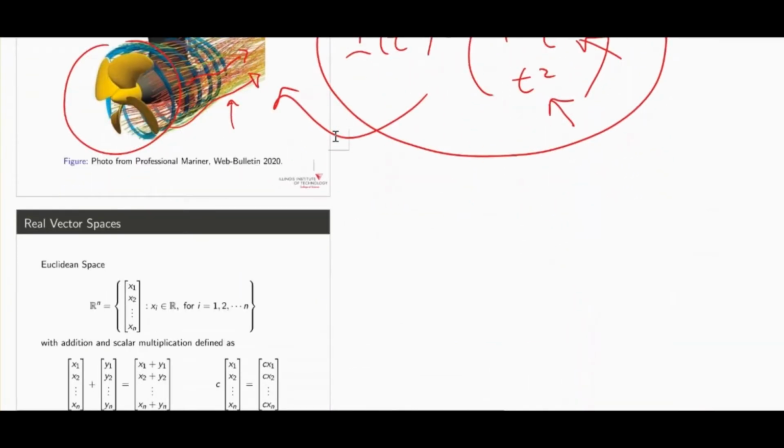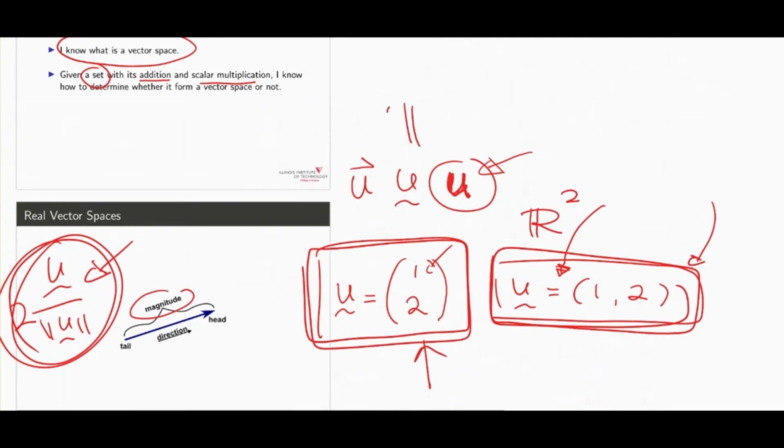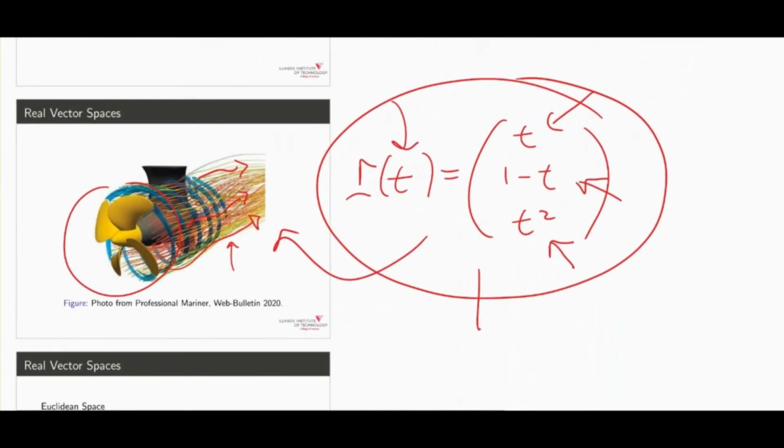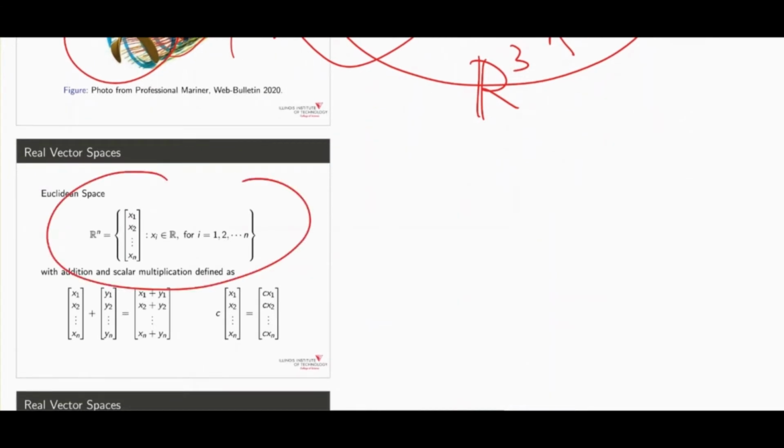Okay, so this is the type of vector that we know is from R2, and this is the type of vector that we said is in R3. So you can probably guess that in general Rn is what we call a Euclidean space. It is a set that consists of elements that look like this. So the elements are the n by 1 column vectors.